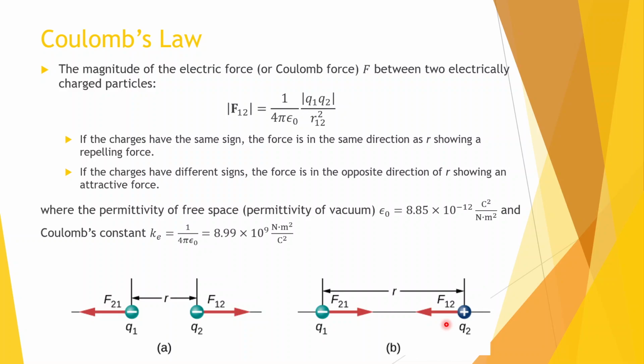Okay. I should also mention a couple of these terms here. The permittivity of free space, or the permittivity of vacuum, is epsilon naught, and that is equal to 8.85 times 10 to the negative 12th Coulomb squared over Newton meters squared. And this is a constant. Then we also have Coulomb's constant. That is going to be 1 over 4 pi epsilon naught, which comes out to 8.99 times 10 to the 9th Newton meters squared over Coulomb squared. Okay, so these are just a couple of constants that we will be using, so you may see these sprinkled in.